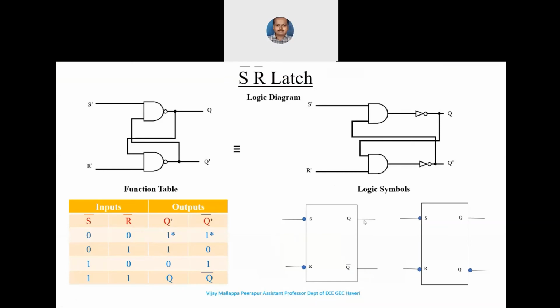And for the logical symbol for this one, you can see here, the bubble in front of S and R means that it is S bar and R bar here, right? And you can see the bubble at the output for Q, which is nothing but Q bar here.